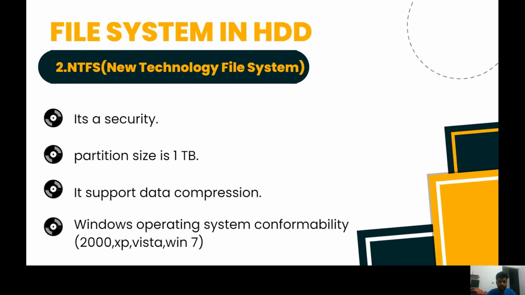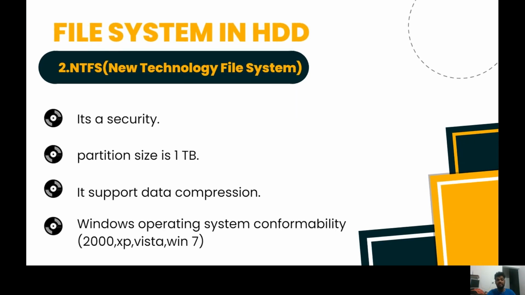The second file system in HDD is NTFS, New Technology File System. It provides security, and the partition size is about 1 TB. Data compression is supported, and disk quota is also supported. This file system is used with Windows operating systems such as 2000, XP, Vista, and Windows 7.